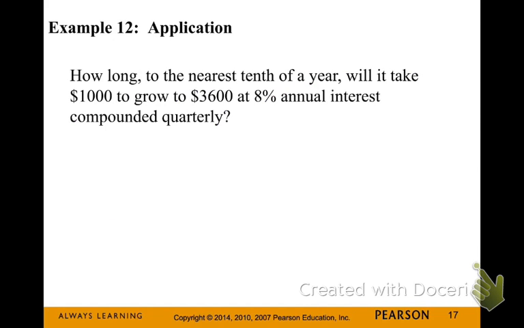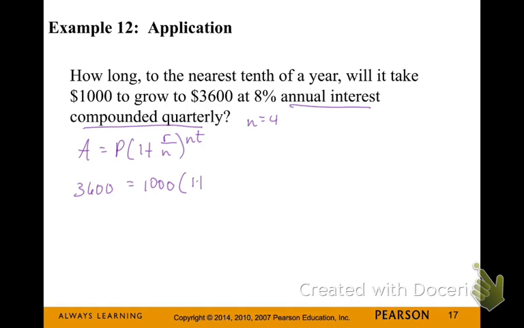Let's look at this application problem. How long, to the nearest tenth of a year, will it take $1,000 to grow to $3,600 at 8% annual interest compounded quarterly? So that means our n will equal 4. And what I mean by n, it's in our periodic interest formula. So let's put in what we know. Our ending amount is $3,600. Our principal is $1,000. Our rate will be 8/100. n is 4. And then what we're solving for is the exponent.